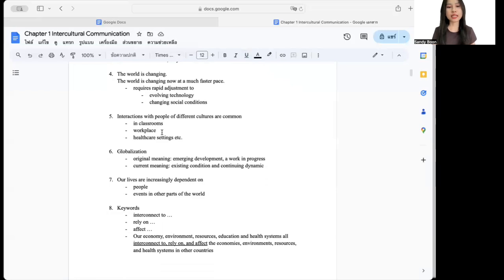Now, number five says that interactions with people of different cultures are so common. We tend to think that intercultural communication, or interacting with cultural sensitivity, is not that common in our daily lives, but it's actually everywhere. In your classroom, you have people with different cultures. In your workplace, or anywhere.